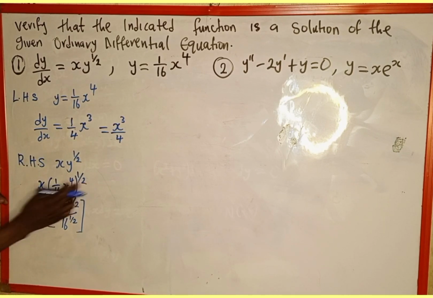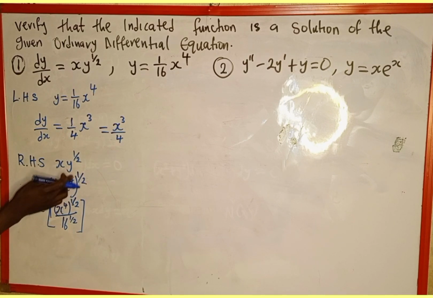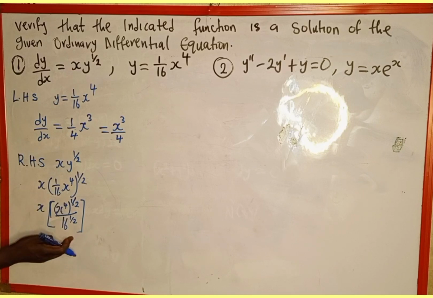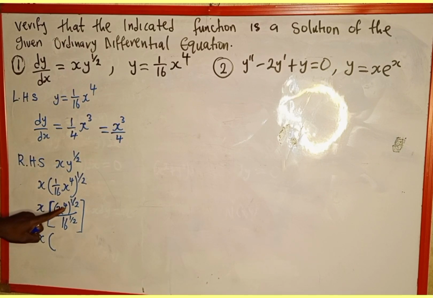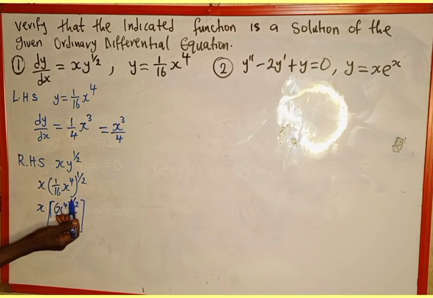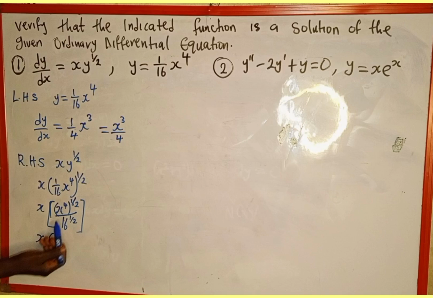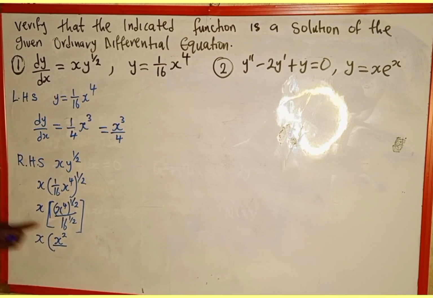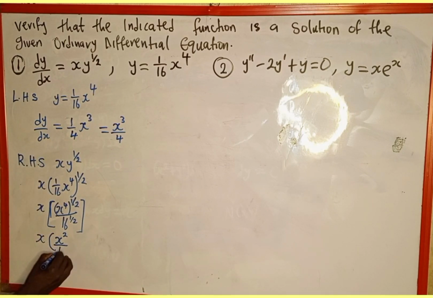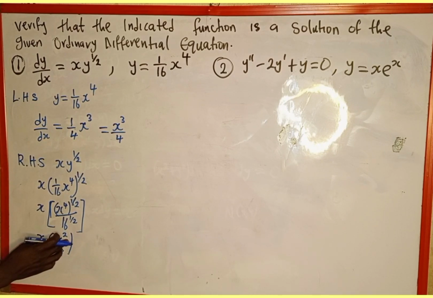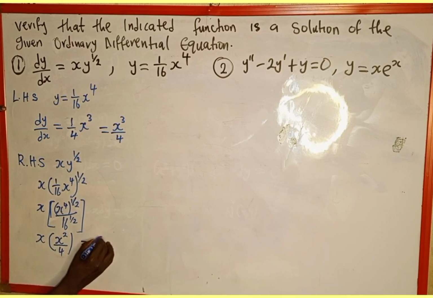So what we just did, we shared this power to the numerator, which is x to the power of 4 raised to the power half, then 16 raised to the power of half. According to the law of indices, we can multiply the powers together. Then 4 multiplied by 1 half is going to give us 2, so it's going to be x to the power of 2 over 16 raised to the power of half, which is going to give us 4. Now we can use this x to open the bracket. x multiplied by x squared is going to give us what? x cubed, then over 4. So this is the right hand side.